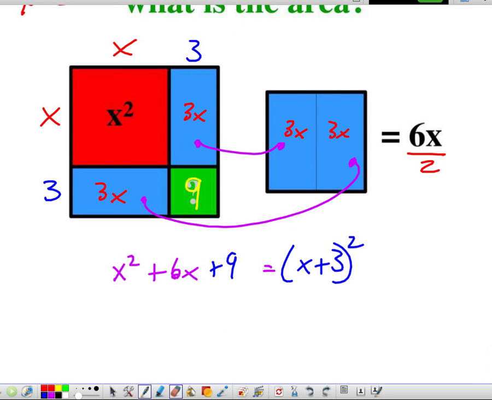So let's just summarize what we did here. We started with x squared and 6x. It gave us that the area of the red square was x squared, and then the two areas combined together were 6x.